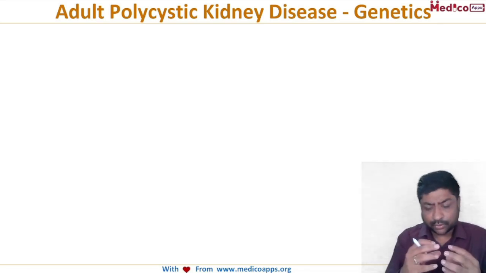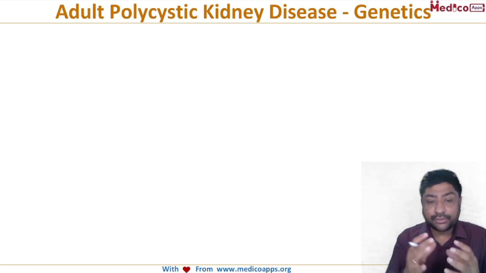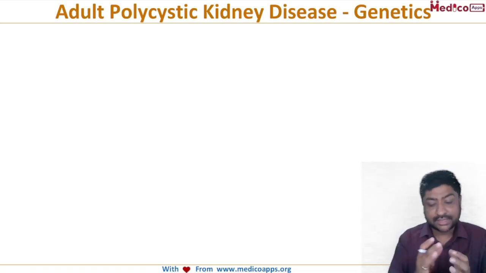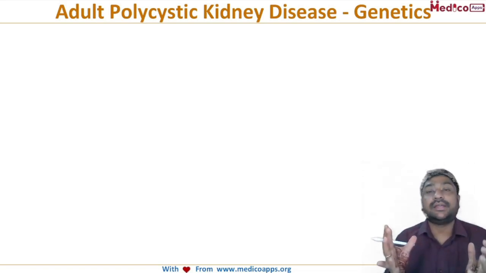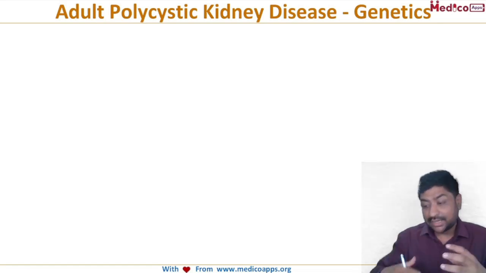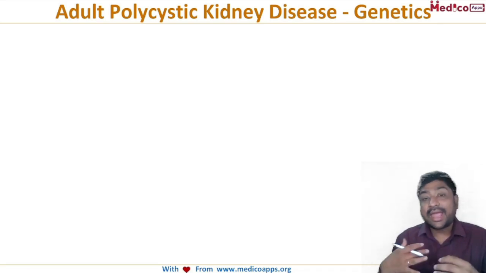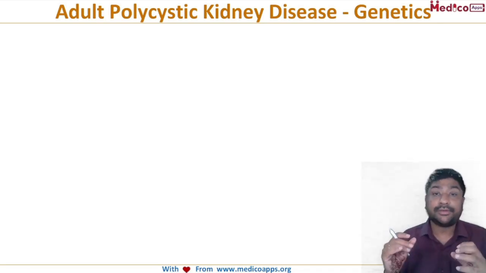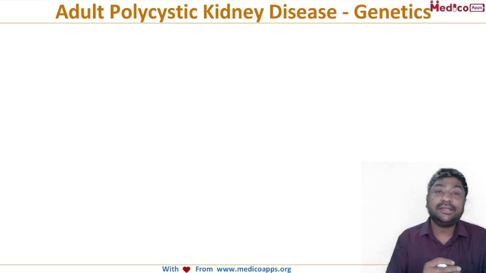Now these cysts grow with age, and eventually because of the growth of these cysts, even the kidney will start getting enlarged. To give you an idea, the kidneys become so enlarged that they will fill up the entire abdomen and even go up to the pelvis. So, very enlarged kidneys in these cases.